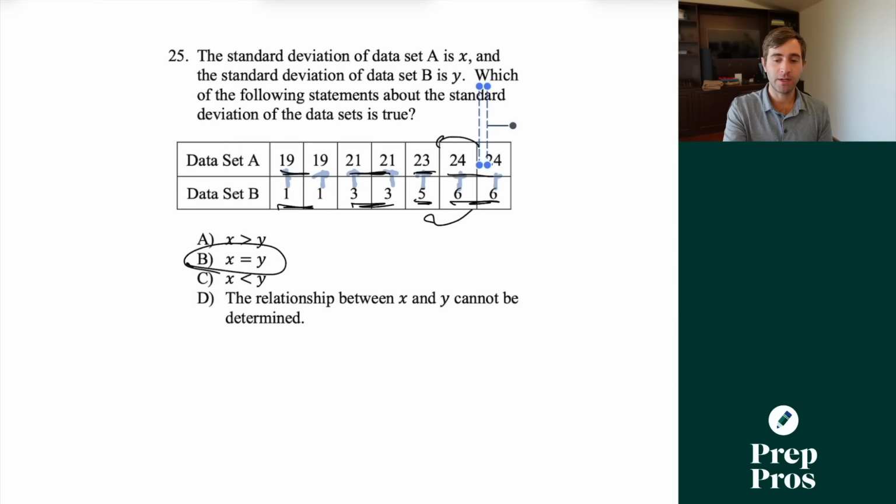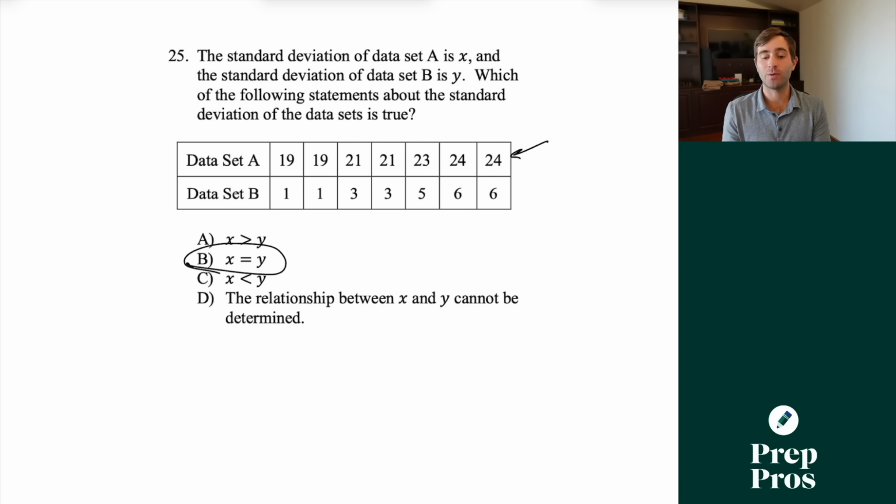Now, to give an example where it would be bigger or smaller, if, for instance, this 24 became a 25, data set A would have a greater standard deviation than B. And if the 24 became a 23, data set A would have a smaller standard deviation than data set B.